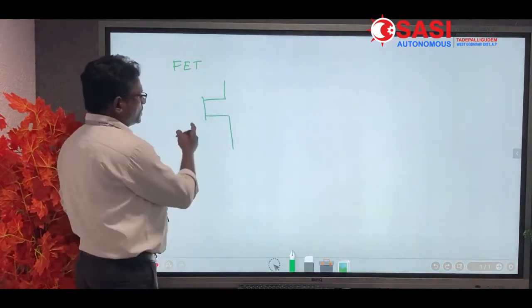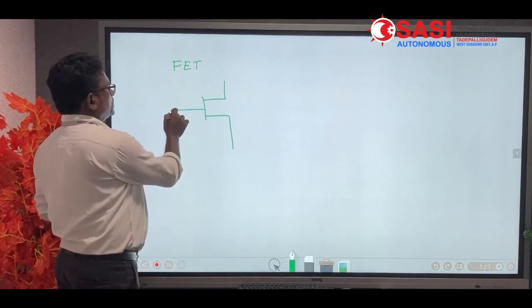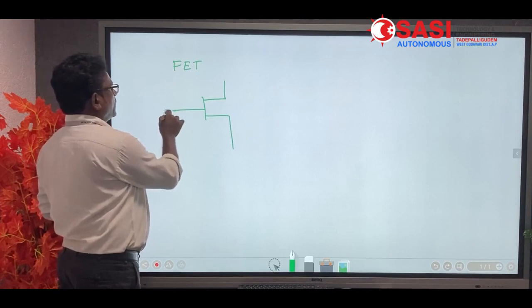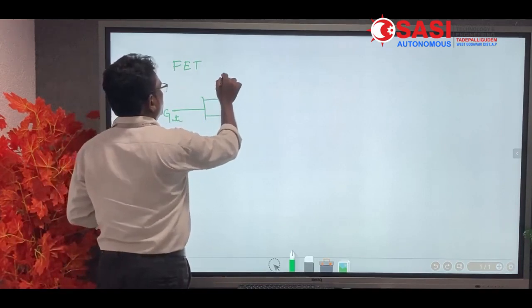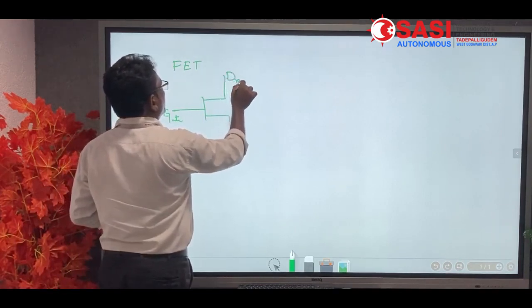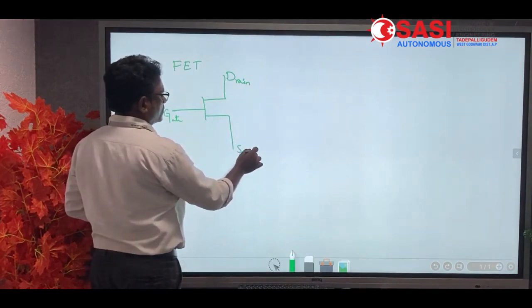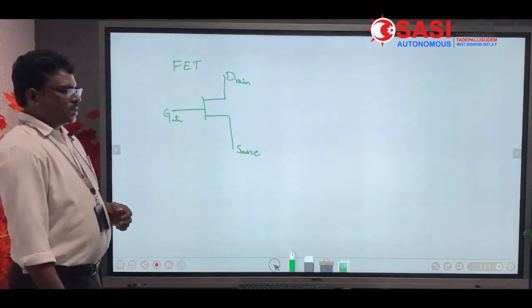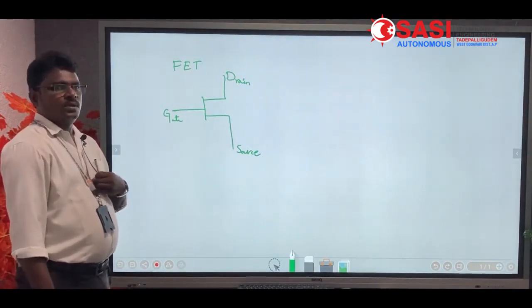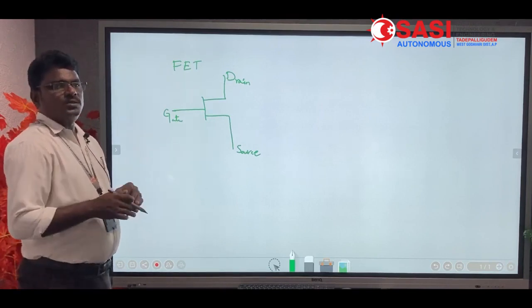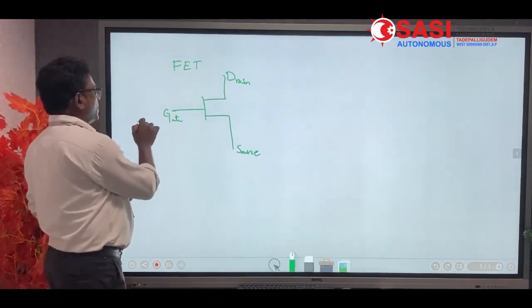Field effect transistor symbol, in which this is the gate, terminal G, gate. This is one more terminal D, drain. One more terminal S, source. Okay, in which the basic concept is that the gate is the input terminal to apply the input voltage. This is a voltage control device. The operation of the FET is controlled by the voltage applied to the gate with respect to the source. It is termed VGS.